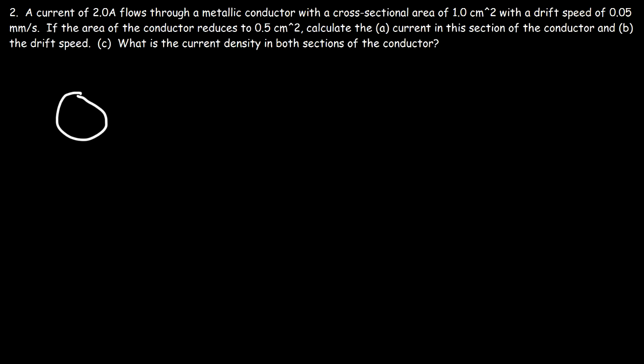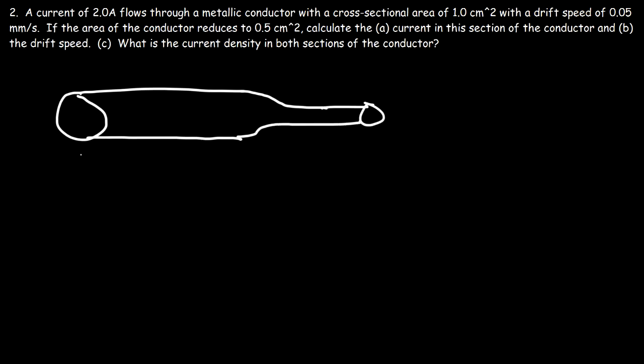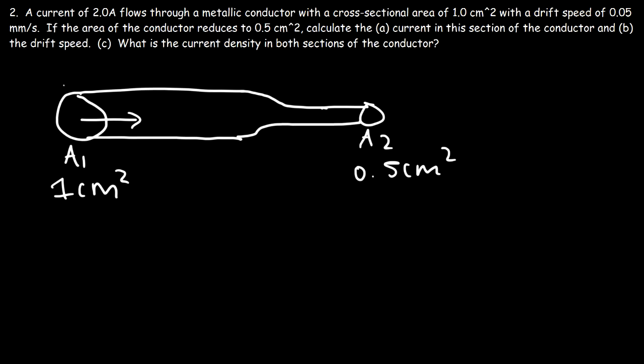So on the left side of the conductor is going to be relatively large, and then the cross-sectional area will be reduced. So let's call this A1 and A2. So the area on the left is 1 square centimeter. On the right side, it's 0.5 square centimeters. Now we have the drift speed on the left side, and it's 0.05 millimeters per second. So how can we determine the drift speed on this side? Now the current on the left is 2 amps. And what is the current on the right side?